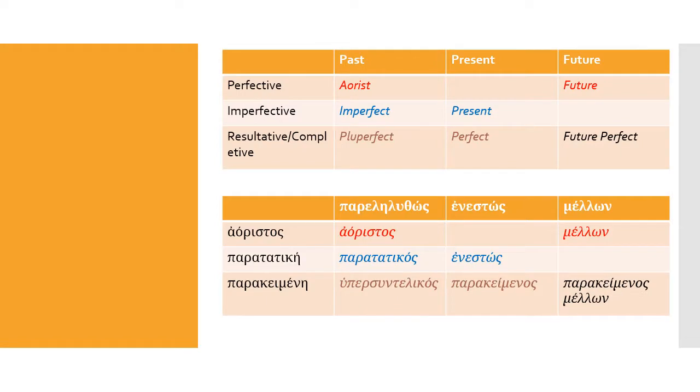So here we have a little bit of an overview, a table. And again, the point at this point is just to get an overview. So up the top in English and then down the bottom in Greek. So we have past, present, future, or you could talk about this as past, non-past, as I will in another video. The aorist and the future form a set, perfective. The imperfect and present form a set, imperfective. The pluperfect and the perfect form a set. Then you have the future perfect.